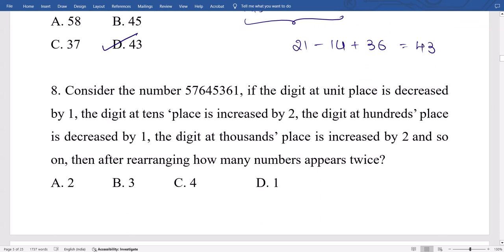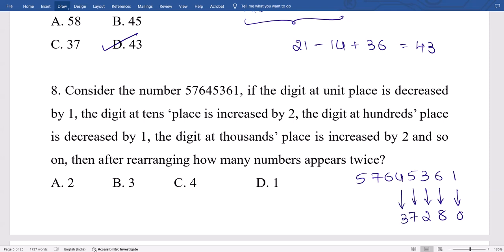Next one. Units place is decreased by 1, tens place is increased by 2, hundreds place decreased by 1, thousands place increased by 2. Now this is the original number. Units place means the rightmost one, so from there we have to keep going. This is decreased by 1. This is increased by 2. Then decrease by 1, increase by 2.